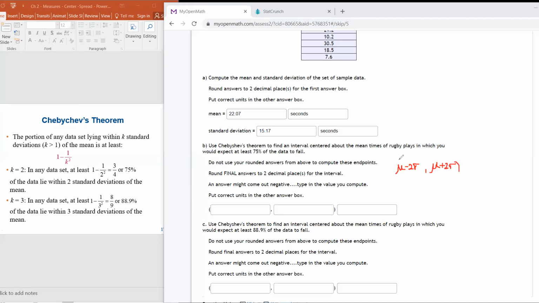And to find this interval, all you need to do is plug in the numbers. You already have the mean. The mean is right here. And you already have the standard deviation, which is right there. However, they said do not use the rounded numbers from above. So we will need to use more decimals. I'll clear my drawings now. And I will go to StatCrunch.